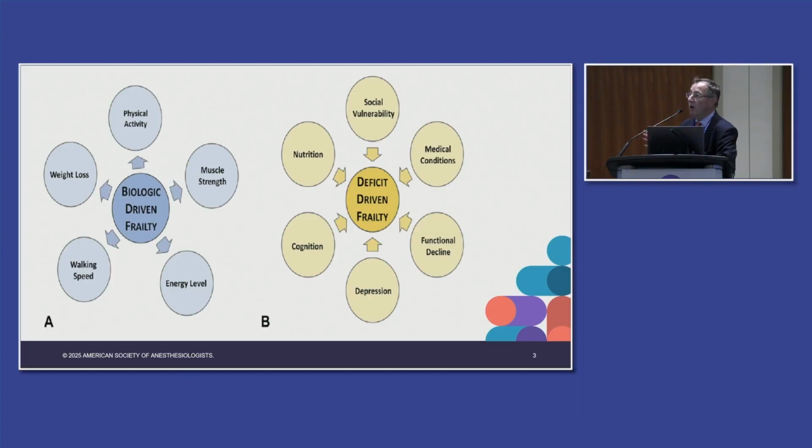As you can see here with the biologically driven frailty, or the Fried phenotype, there's muscle strength, physical activity. A lot of things are focused on the physical aspects of the patient. Whereas with the Edmonton, which is in the yellow, it encompasses a lot of different things, including nutrition, social vulnerability, and medical conditions. I want to point out two big differences between the two types of assessments. One is that the Fried phenotype does not include comorbidity in terms of the assessment, nor does it include cognition. So keep that in mind later on in the talk.